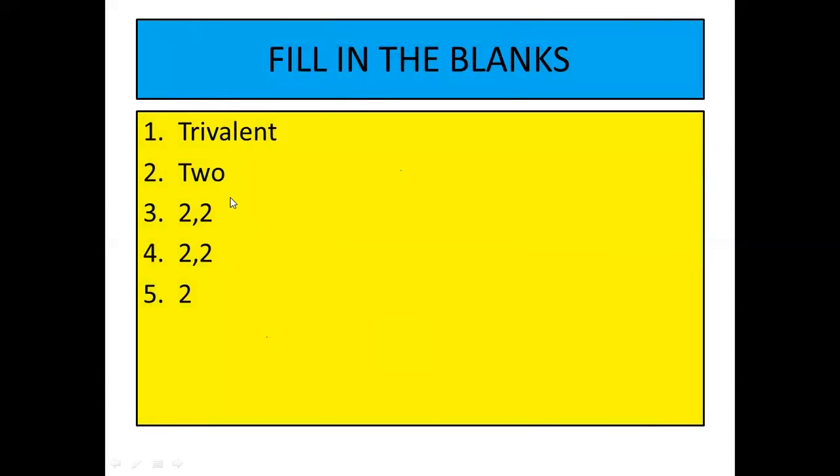Now moving further, we have fill in the blanks. First, nitrogen is trivalent in AlN. Then one sulfate radical will take up two sodium radicals to form sodium sulfate. Then again, we have to fill in the number of atoms in the equation. The answer is 2 and 2. For the fourth one, it is also 2 and 2. And for the fifth one, it is also 2.